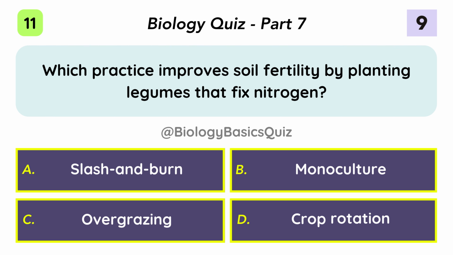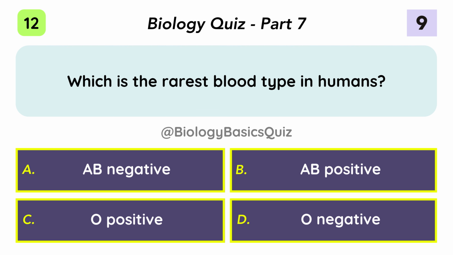Which practice improves soil fertility by planting legumes that fix nitrogen? Crop rotation. Which is the rarest blood type in humans? AB negative.